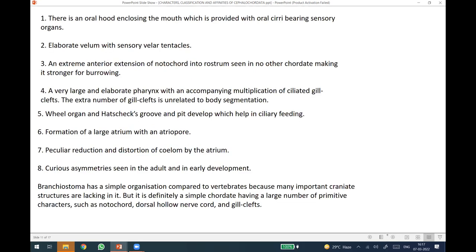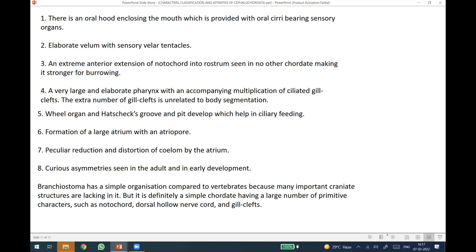So these are the specialized characters of Amphioxus. An oral hood enclosing the mouth, which is provided with oral cirri bearing sensory organs. Elaborate velum with sensory velar tentacles. An extreme anterior extension of the notochord into the rostrum, seen in no other chordate. The notochord extends into the rostrum, up to where the mouth is, which is a very peculiar condition. It is strong and probably adapted for burrowing.